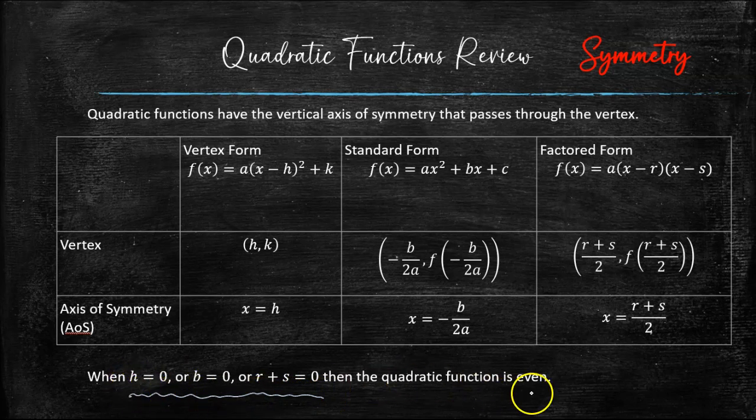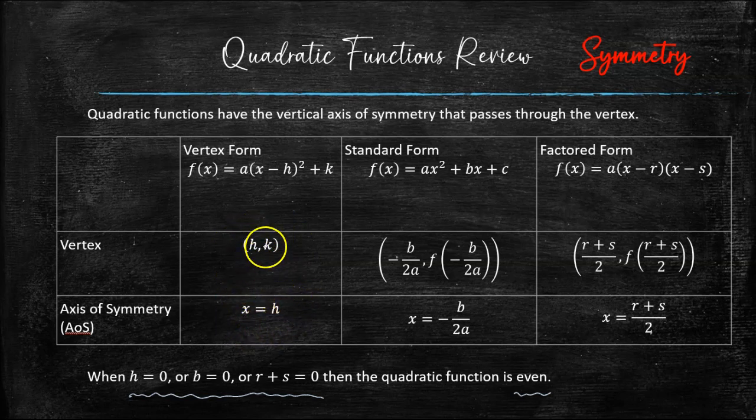So when this is true, then the function is even. Otherwise, the function is not even, but it still may have that symmetry. Remember that. Even is just having that special symmetry with respect to the y-axis. Now, this table provides you with, again, more details related to the equation of the axis of symmetry in relation to the vertex. You can easily see the pattern.